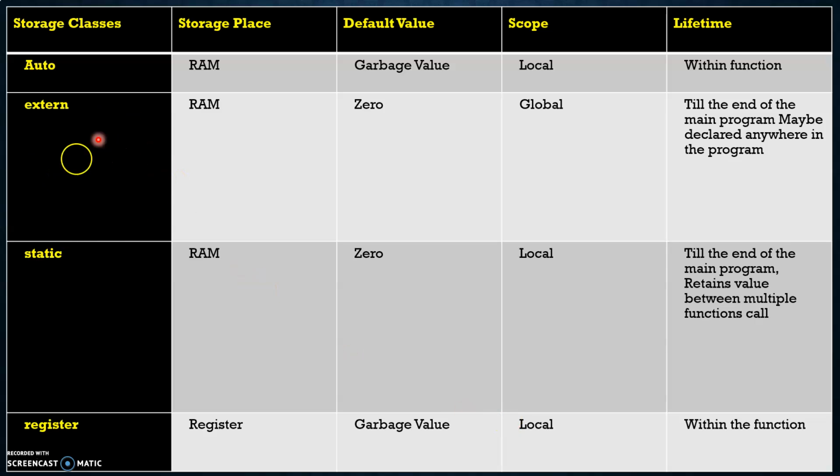Now the difference is extern and static. Extern means external. When I use extern, it may be declared anywhere inside the program body and is available till the end of the main program. That means it is a global variable. If I declare a global variable, it can be used anywhere inside the program body, then I can say it is an extern. From the name it is quite clear: external means global.